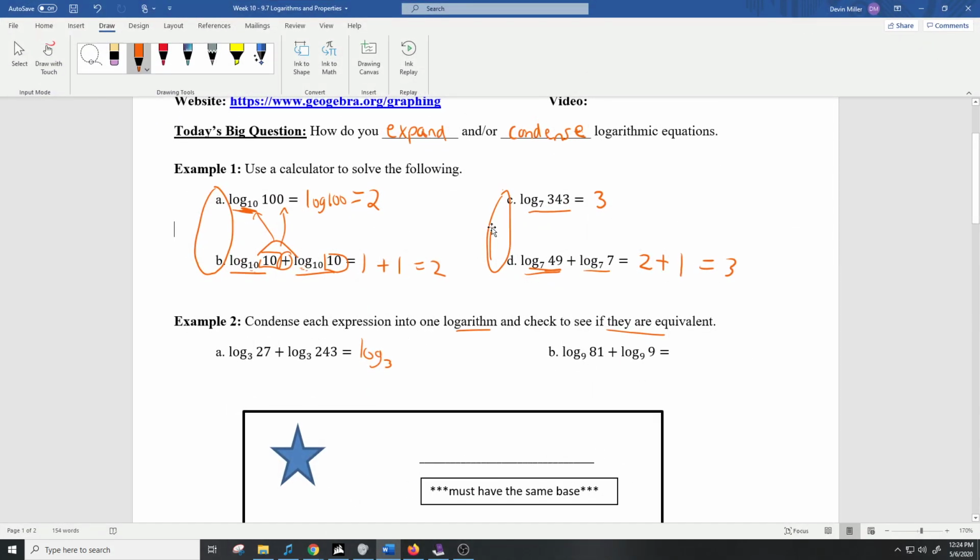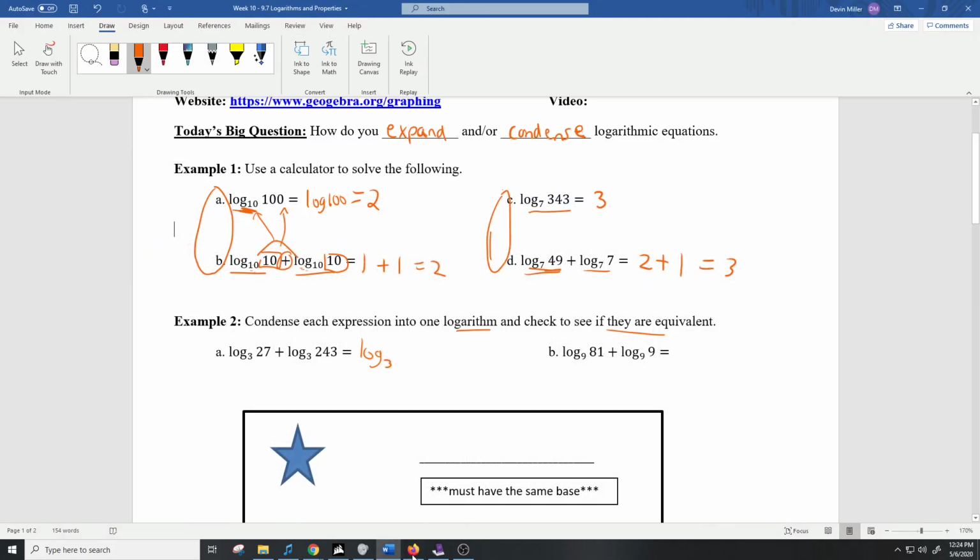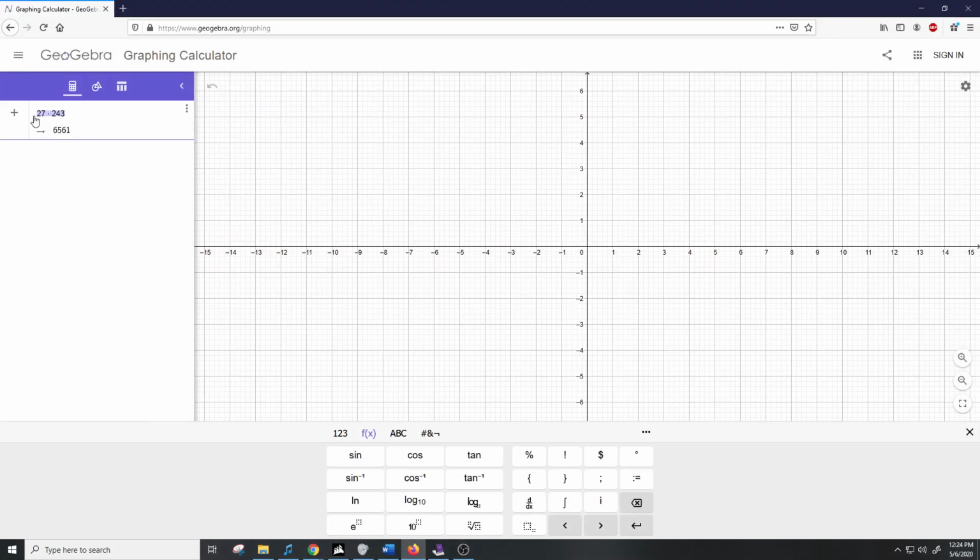Is 6561. So we're just going to check and see if this is right. Does it actually work? So let's do them individually. Log base 3 of 27. So I'll just click on the button here. Log base 3 of 27? That gives you 3.